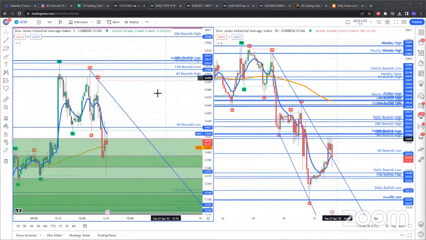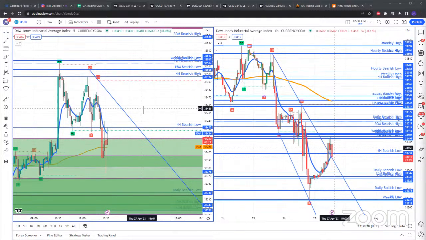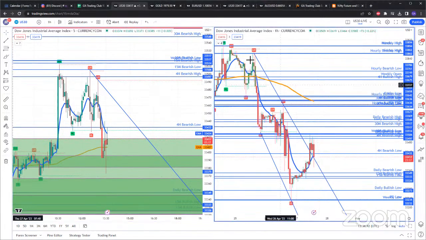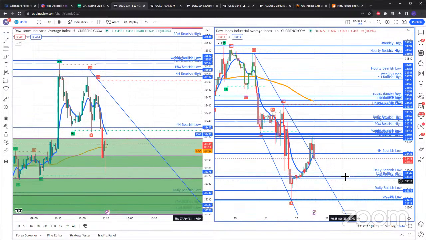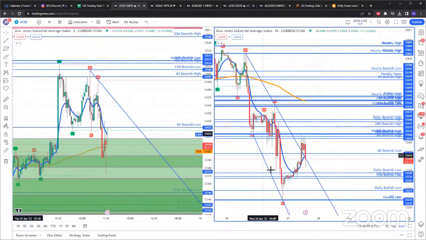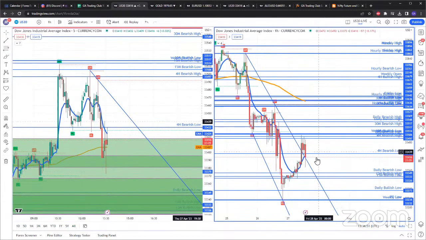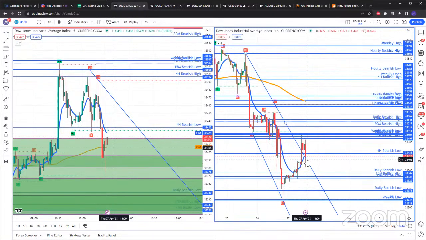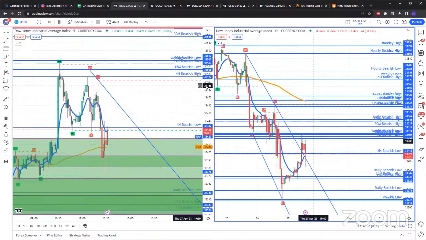Yeah, you good. Okay. So for US 30, you can see we have this static trend line on the hourly, from this lower high to this lower high, and also a static trend line to the downside. Right now we are rejecting from the established trend line on the hourly and also the 9 EMA on the hourly. However, we also have a possible death cross forming on the 5-minute.